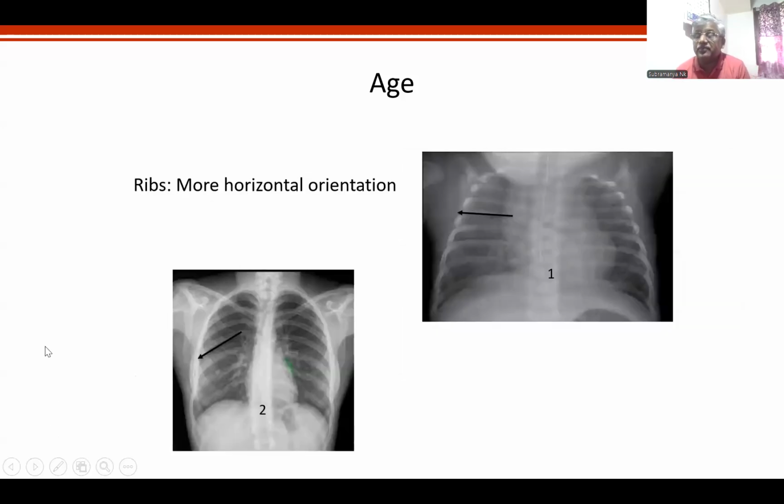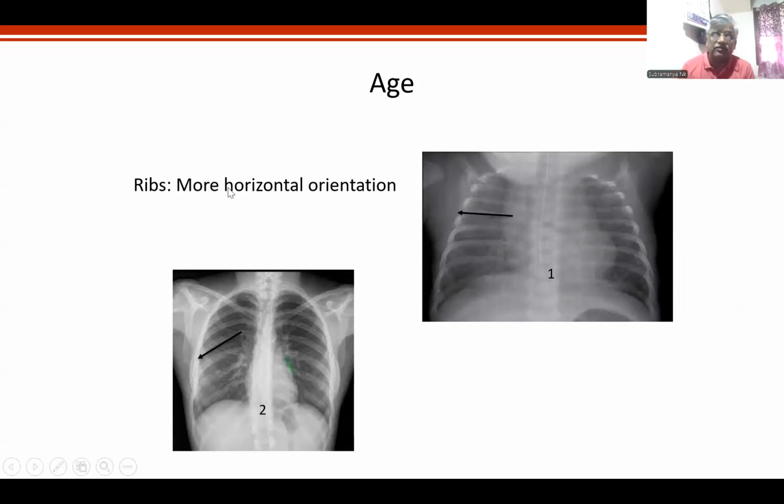The ribs are horizontal in a newborn and they become oblique as the age advances. I'm just showing you these two arrows. You can see they're horizontal in a newborn. They become oblique as the age passes by. And why this knowledge is important, I'll give you a small example.